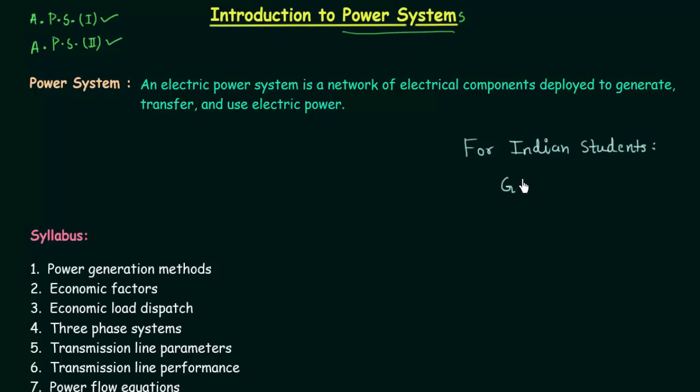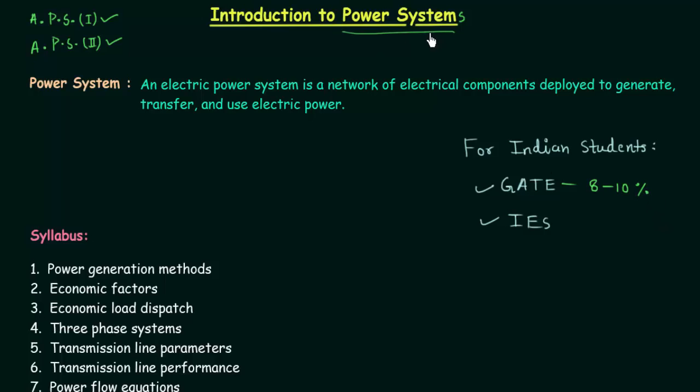There are 2 important exams. The first one is GATE, the Graduate Aptitude Test for Engineers, and the second one is IES exam. And the power system we are going to study will be based on syllabus of GATE as well as IES. And if we talk about GATE, then there may be 8 to 10 marks problems in your exam. Out of 100 you may get 8 to 10 marks problems from the power system, so it is 8 to 10% of the total syllabus.